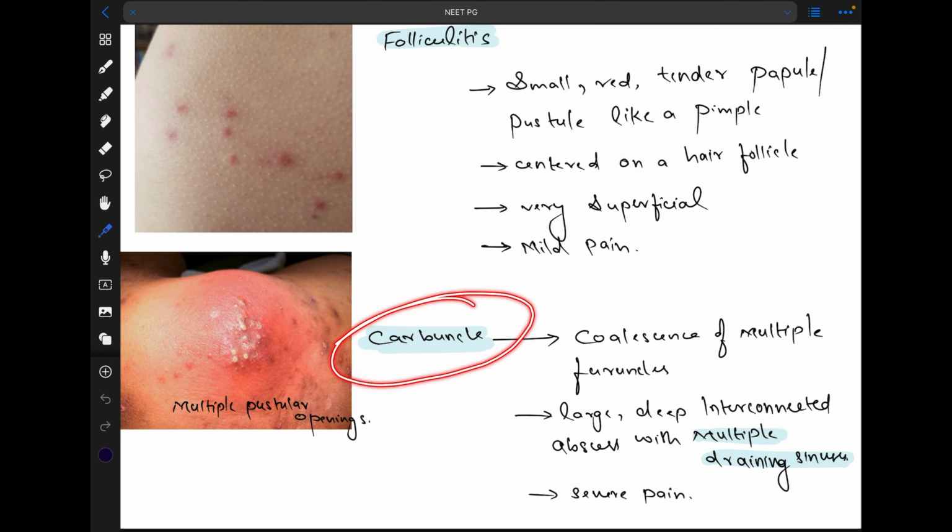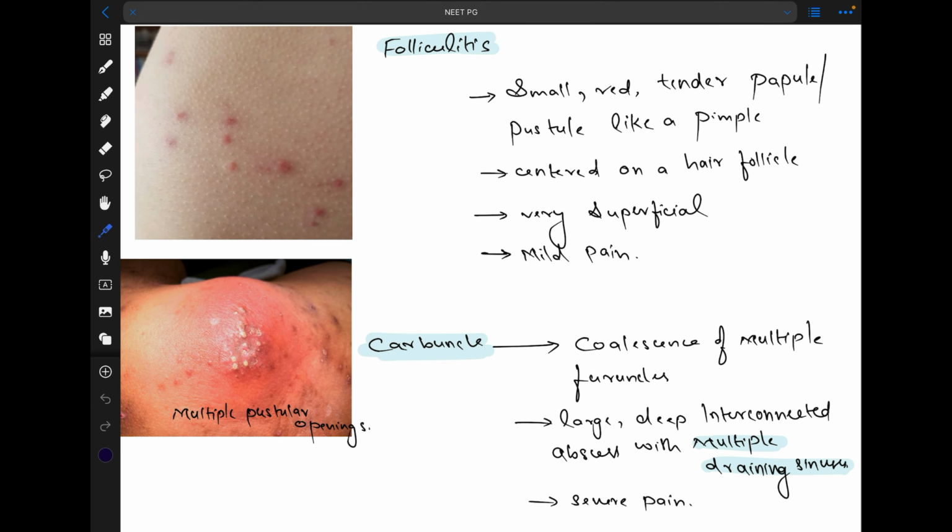And why not a carbuncle? Carbuncle is the joining of many furuncles, so it has multiple pustular openings. It is large, deep, interconnected abscesses with multiple draining sinuses. As you can see, there are multiple draining sinuses. Is that clear? It will have severe pain, and it is often associated with diabetic patients.